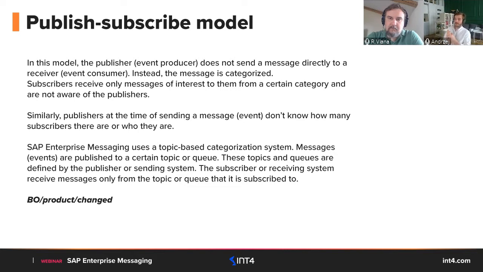So we have a publisher, the event producer. Something changed on our system. We produce an event. It does not send a message directly to a receiver. We don't do that. We send it to our enterprise messaging hub system. So instead, the message is categorized. Enterprise messaging takes this and distributes it later, based on some categories. And subscribers receive only messages of interest to them from a certain category, a topic, we'll discuss it later as well. And of course, subscribers are not aware of publishers.